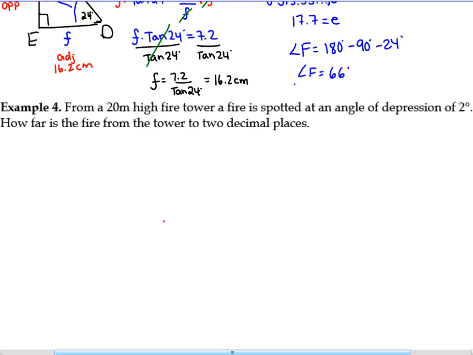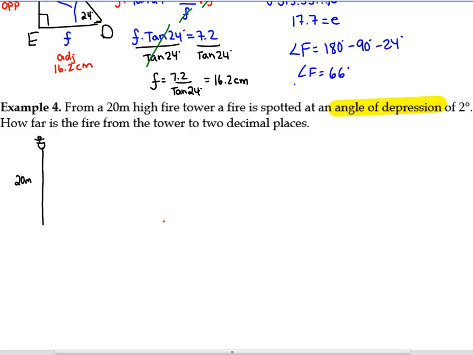Example 4. From a 20-meter high fire tower, a fire is spotted at an angle of depression of 2 degrees. Do you remember that? Angles of depression. Does anyone remember what an angle of depression is? Okay. So let's draw a tower. It's 20 meters high. Sometimes I like to draw a little stand in there, a little person in there.